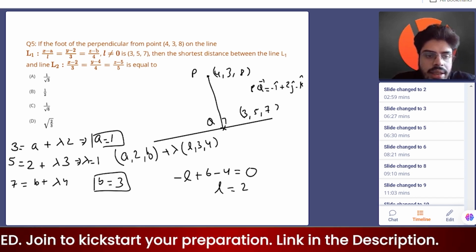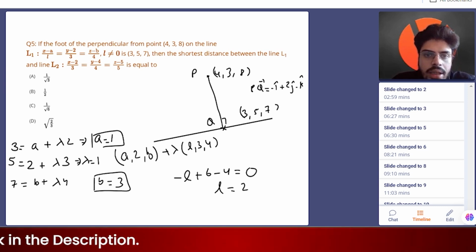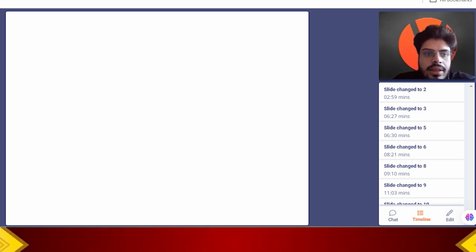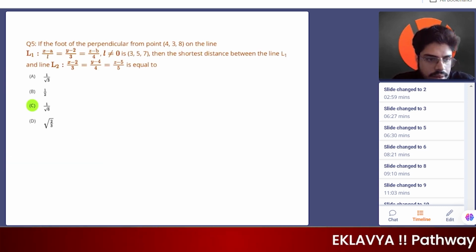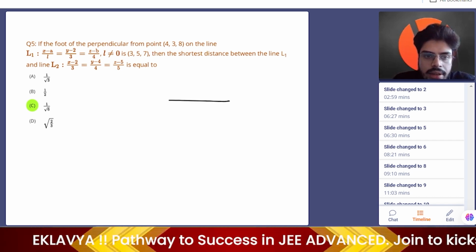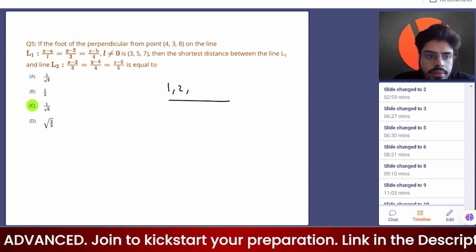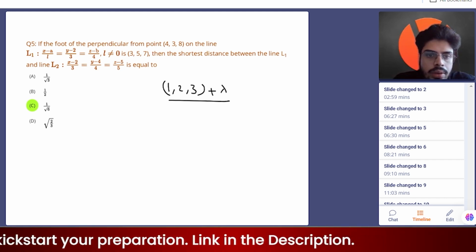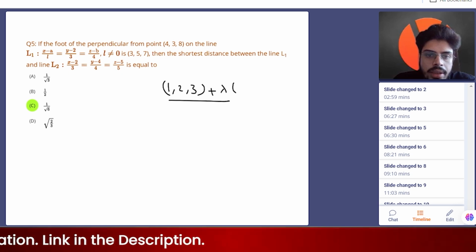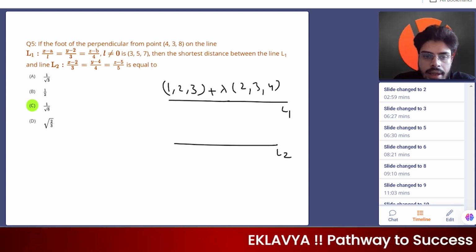So once you get the A, B and L, you now have this line L1. Now you have to find the distance between L1 and L2. So now it is easier. You have L1: A is (1, 2, 3) plus lambda times L, where L is (2, 3, 4). This is L1.